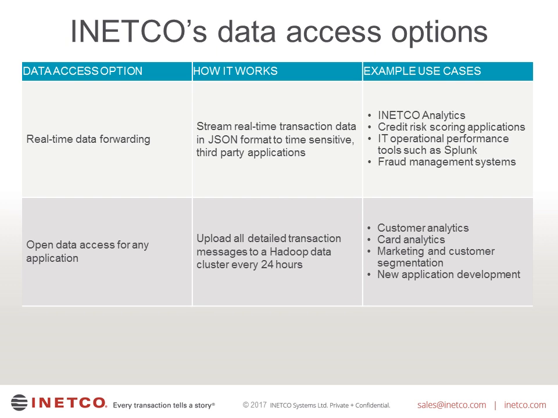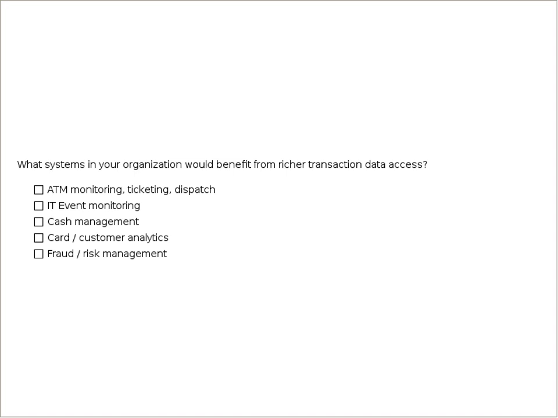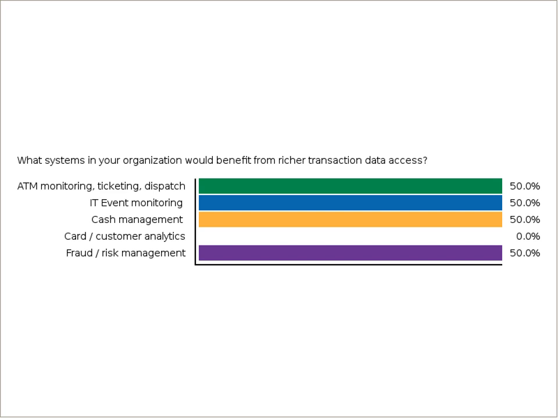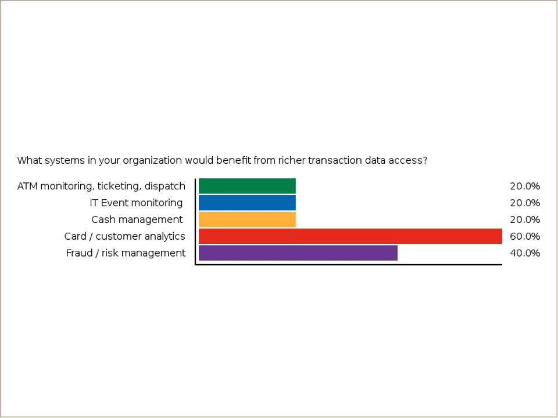So 5 different options there. I'm curious as to which systems in your organization do you feel would benefit from richer transaction data access? Would you like to get transaction data into your ATM monitoring system? Would you like to get it into your IT event monitoring system, your Splunk, your OpenView, your Tivoli? Do you have a cash management system that could benefit from better data?